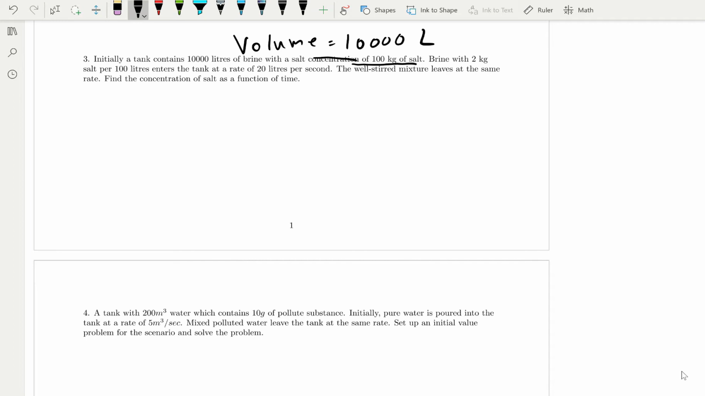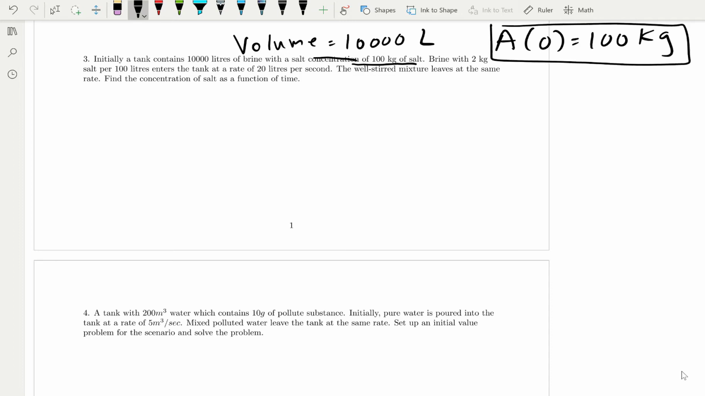Okay, so that's a typo because concentration should be kilogram over liter. So that's brine with a salt amount of 100 kilogram of salt. So that's what you have right now. So that's the initial amount of salt you have. That's why the units are very important. Okay, all right. Brine with 2 kilogram salt per 100 liters enters the tank.